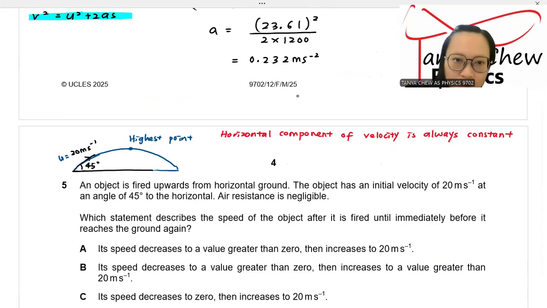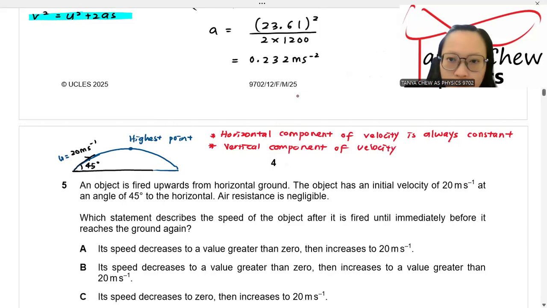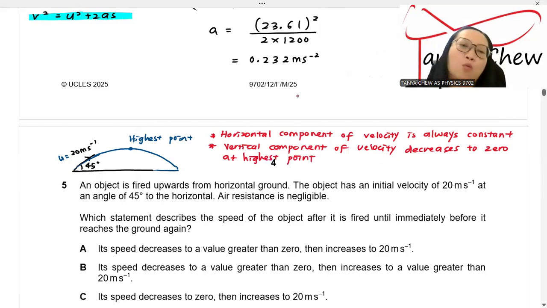This is the first thing. The vertical component of velocity decreases to 0 at the highest point. I will explain now why the vertical component decreases to 0. When I resolve it at the highest point, I can only resolve this velocity into a horizontal component, but never into a vertical component. That is why it has to be 0. Vy is equal to 0 at the highest point.